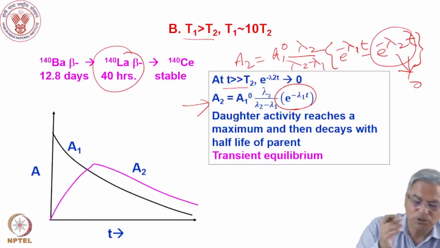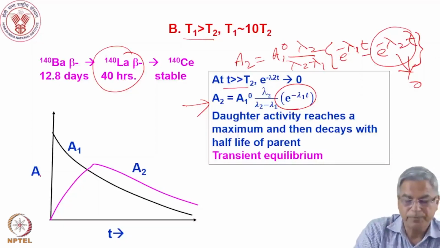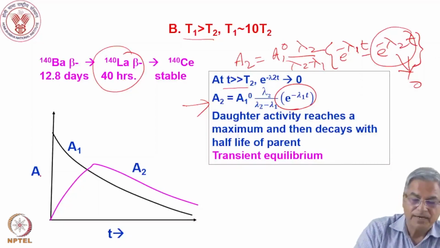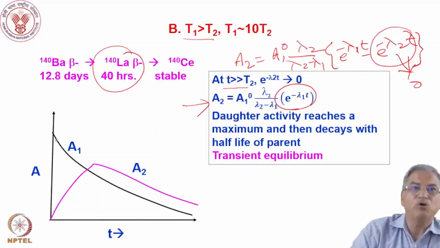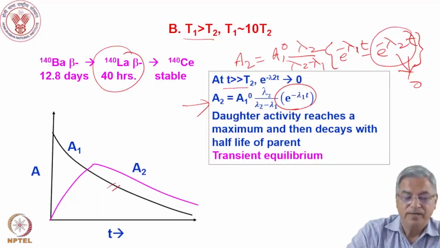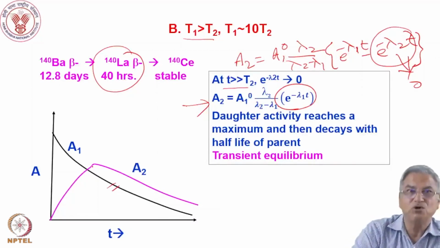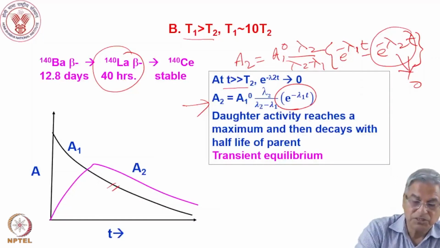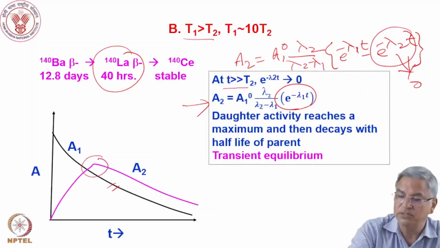So I have tried to explain this in this graph, which is again in linear scale. We are plotting A, not log A, as a function of time. The parent is long lived, and it is decaying in this way, and the daughter activity starts from zero because initially there is no daughter activity, and reaches more than that of the parent. Now you see the implication of this term in this equation.